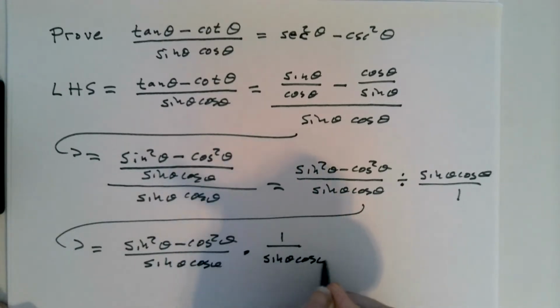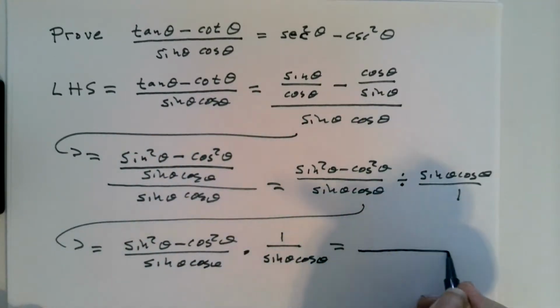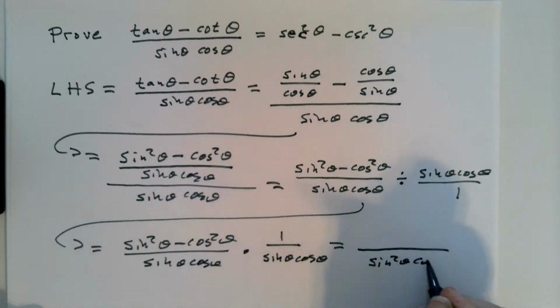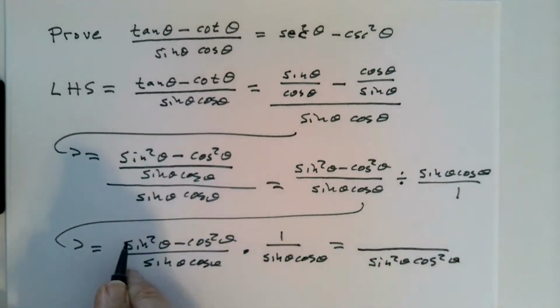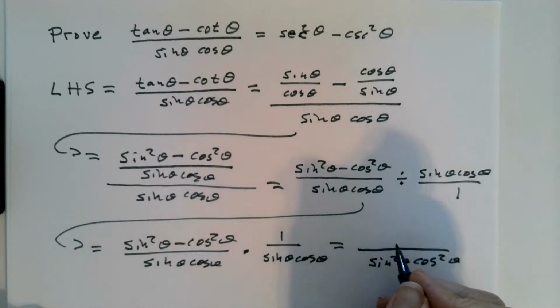And then what do I have? Downstairs, I get sine times sine squared theta, cos times cos squared theta. Then I have sine squared theta minus cos squared theta times 1. So that, of course, is just sine squared theta minus cos squared theta.